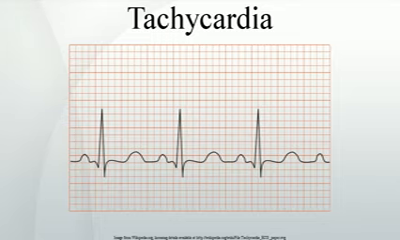Supraventricular. This is a type of tachycardia that originates from above the ventricles, such as the atria. It is sometimes known as paroxysmal atrial tachycardia, PAT. Several types of supraventricular tachycardia are known to exist.